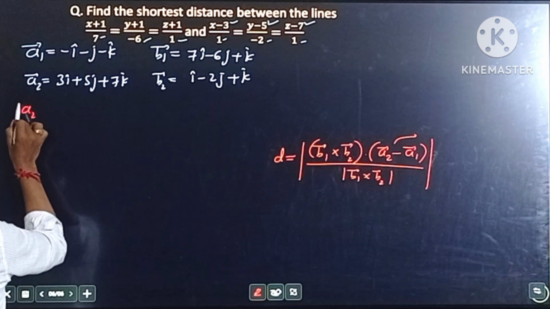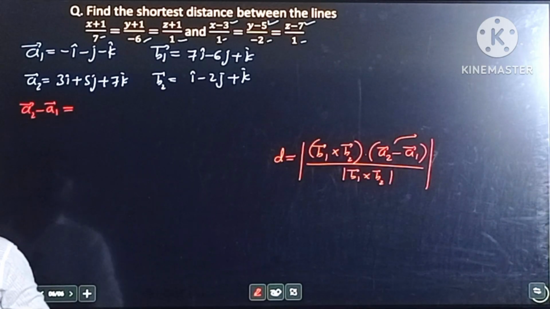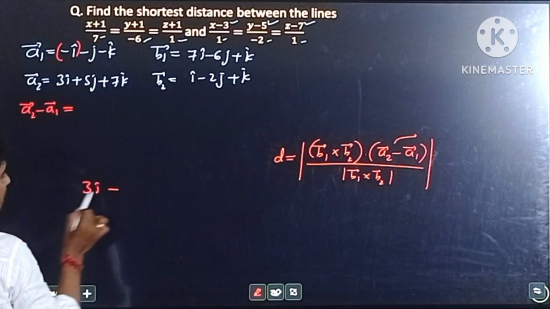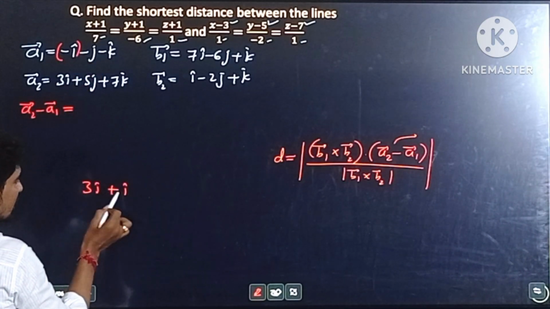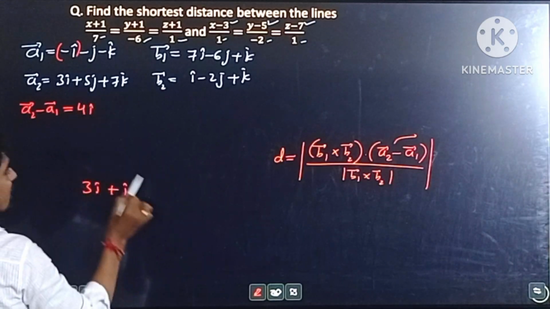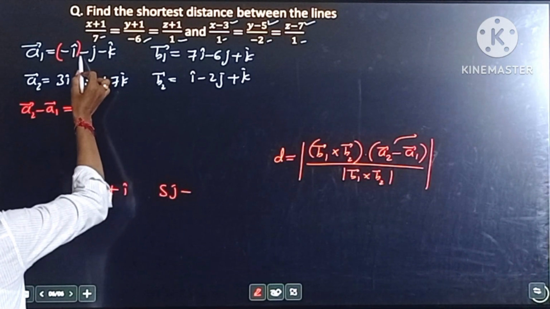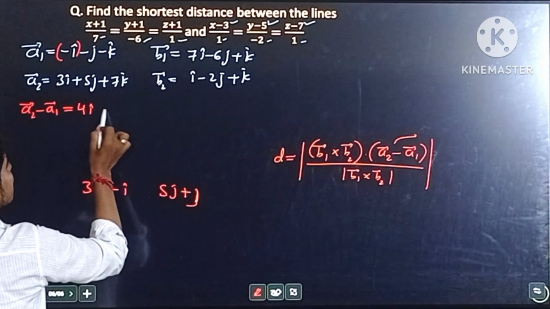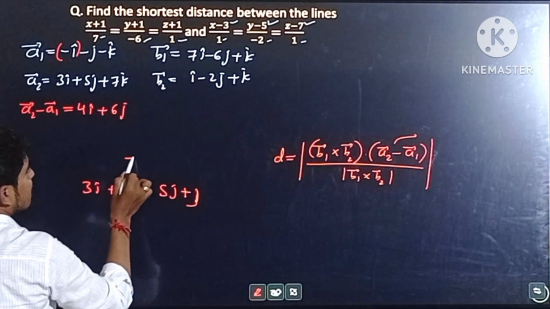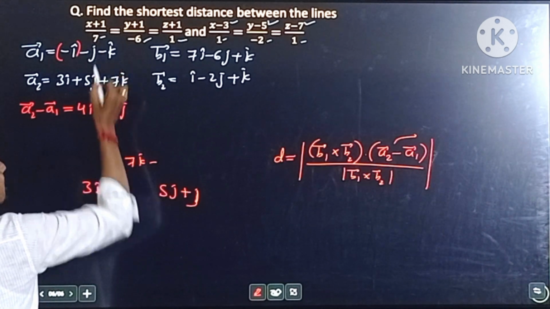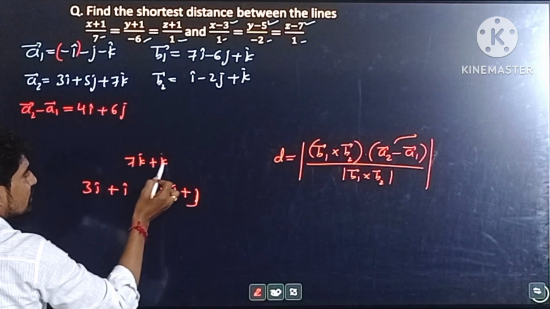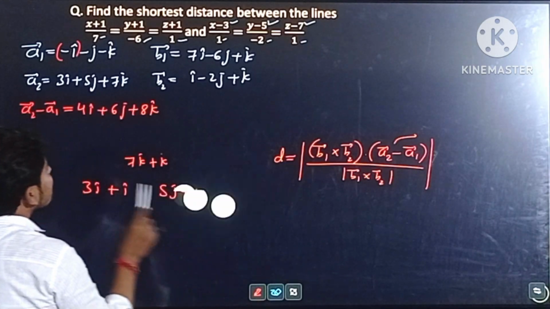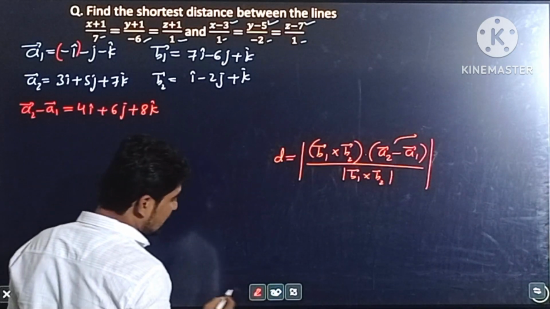Now, a2 vector minus a1 vector is equal to 3i minus, see here, a1 vector has minus i. So minus into minus is plus i. Therefore 3i plus i is 4i. Similarly 5j minus, here we have minus j, so minus into minus is plus j, and 5j plus j is 6j. And similarly 7k minus, here we have minus k, minus into minus is plus k. So 7k plus k is 8k. So finally a2 vector minus a1 vector is 4i plus 6j plus 8k.